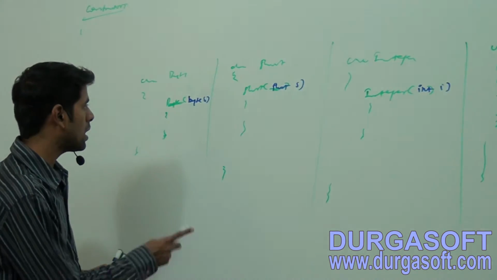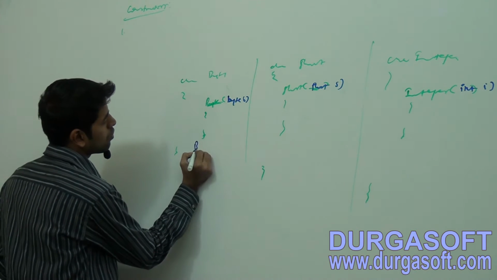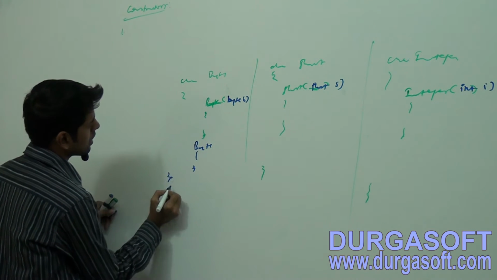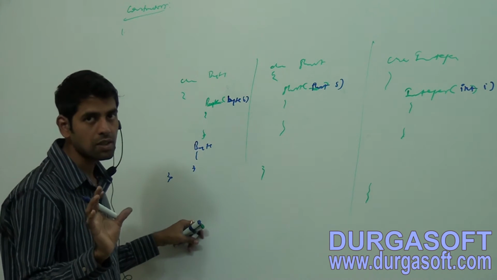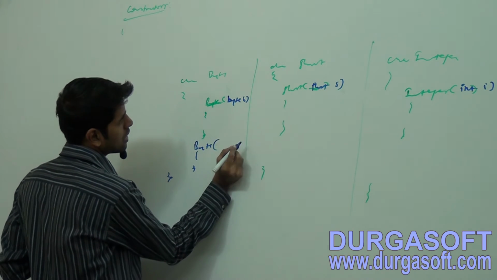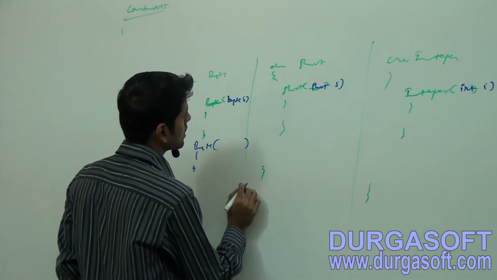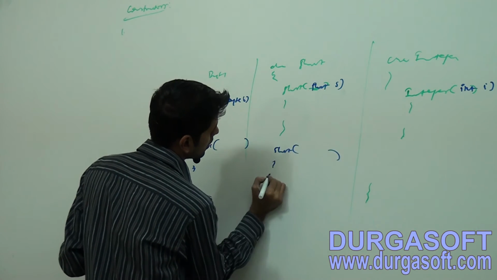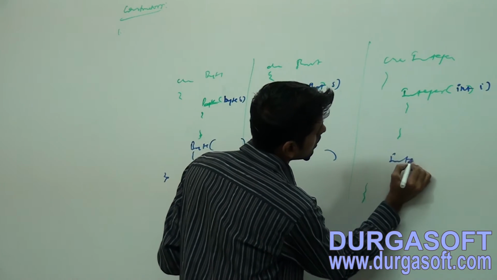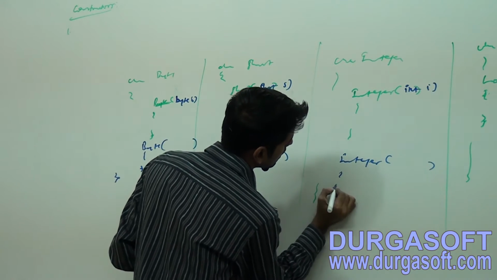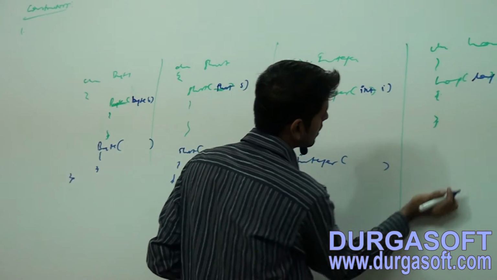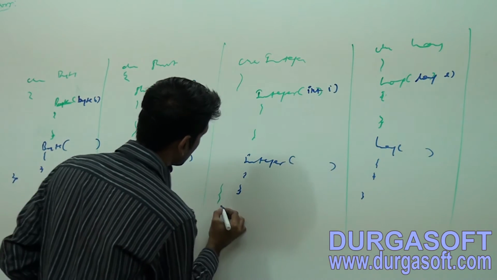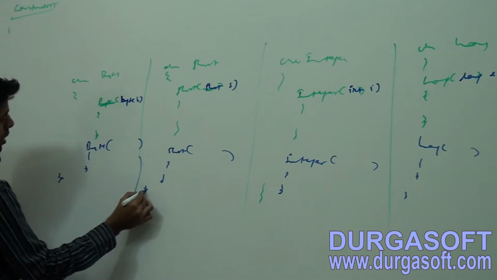Now, these classes also have one more common constructor. What is that? I will let you know. Short, Integer, Long, what is that constructor? I'll let you know.